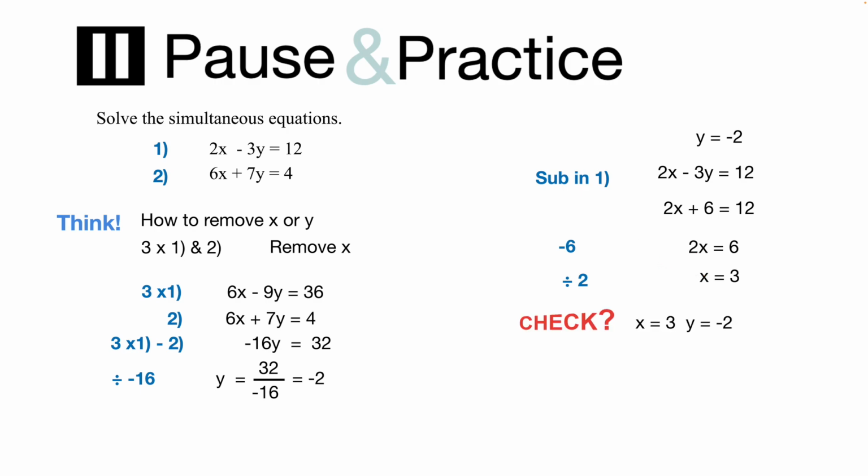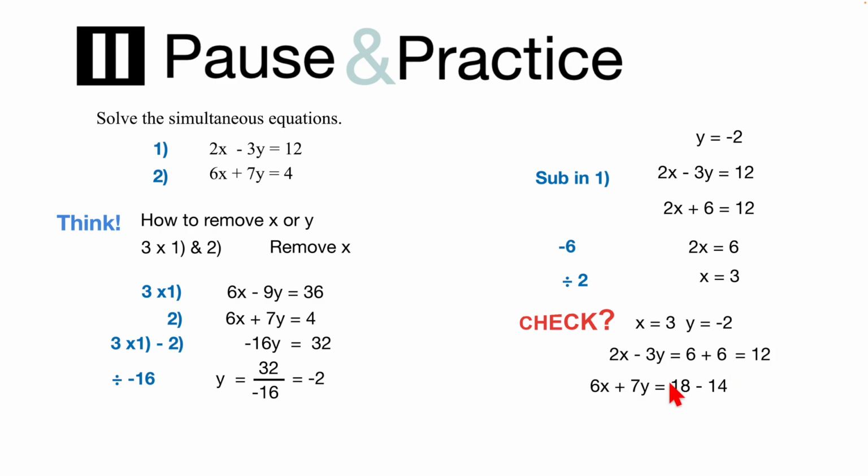Lovely. Lovely numbers, minus 2 and 3. Might be right, but we'll find out. Check. That's our answer. So x equals 3, y equals minus 2. Plug them into this first equation, which is 2x minus 3y. 2x is 3 times 2, which is 6. The second one's the hard one. Minus 2 times minus 3 is plus 6. So 6 plus 6 equals 12, which is what we wanted.